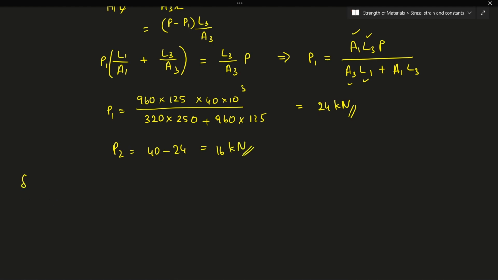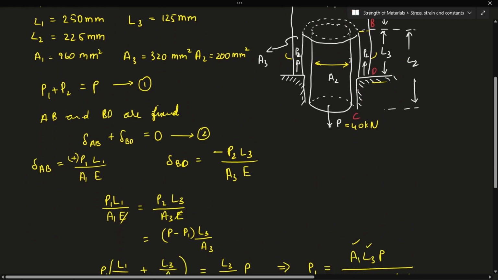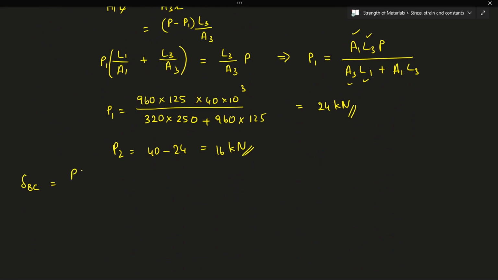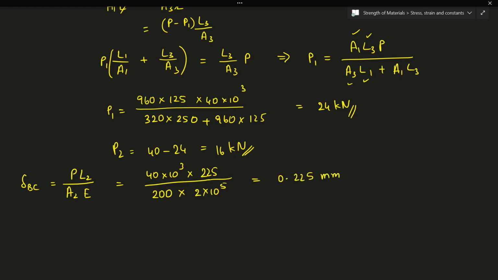Now for elongation in BC, it is nothing but the load acting on the member BC. So here the load acting on this particular member is 40 kilonewton. So it is P, the length here is L2, divided by A2 into E, which is 40 into 10 to the power of 3 into L2, which is 225, whole divided by A2, which is 200, into E, given as 2 into 10 to the power of 5. So upon simplifying, the answer that I'll be getting is 0.225 mm.